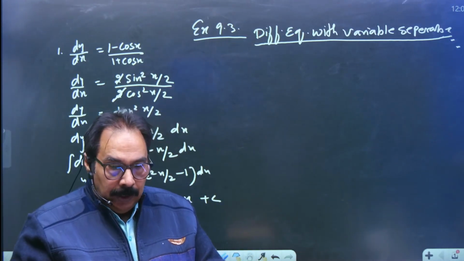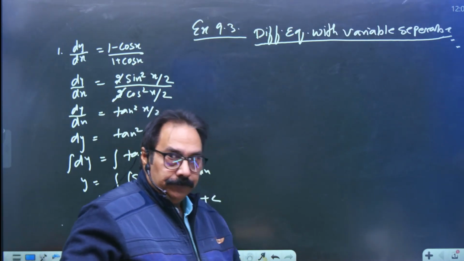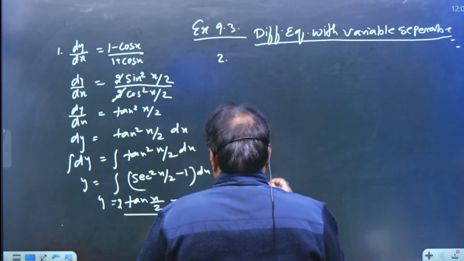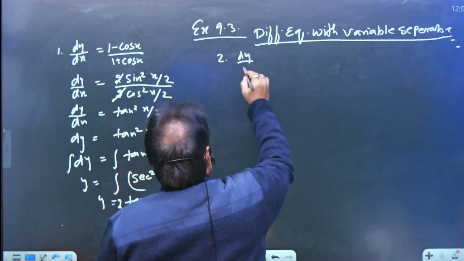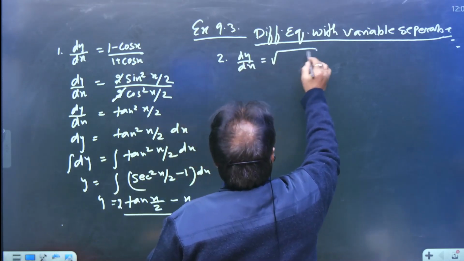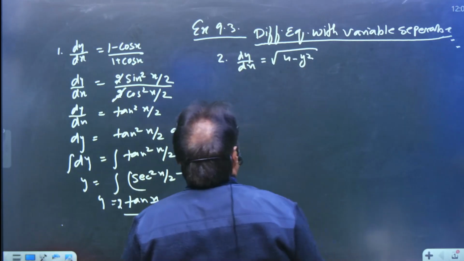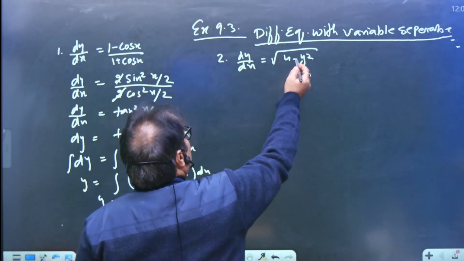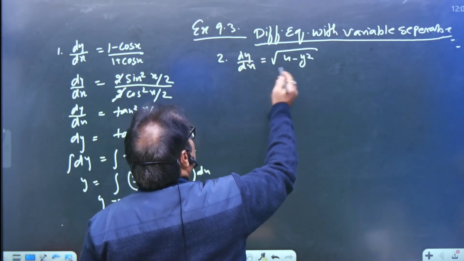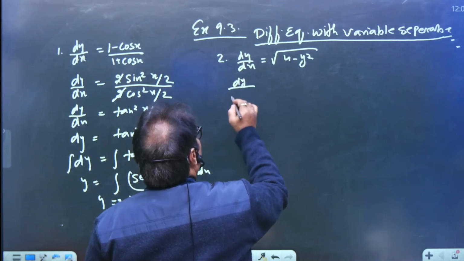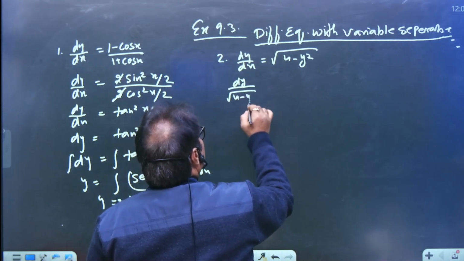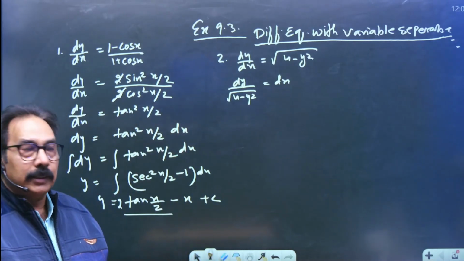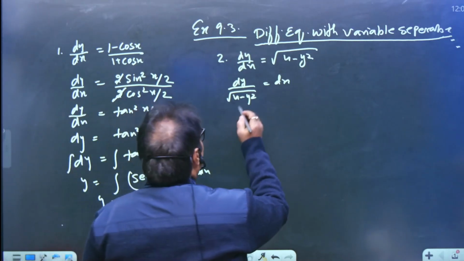Okay. Now the next question is question number 2. And the second question is dy by dx is equals to root over 4 minus y square. So first apply the variable separable rule. So transfer this y terms to the dy. So this is dy upon root over 4 minus y square is equals to dx. So now variable is separated and now integrating on both the sides.